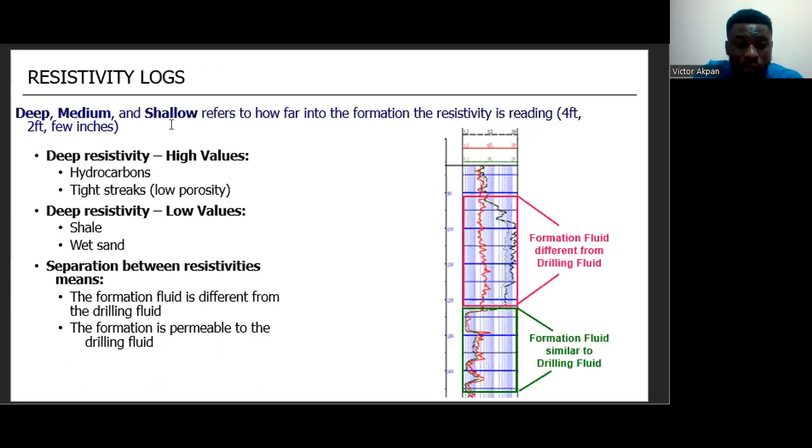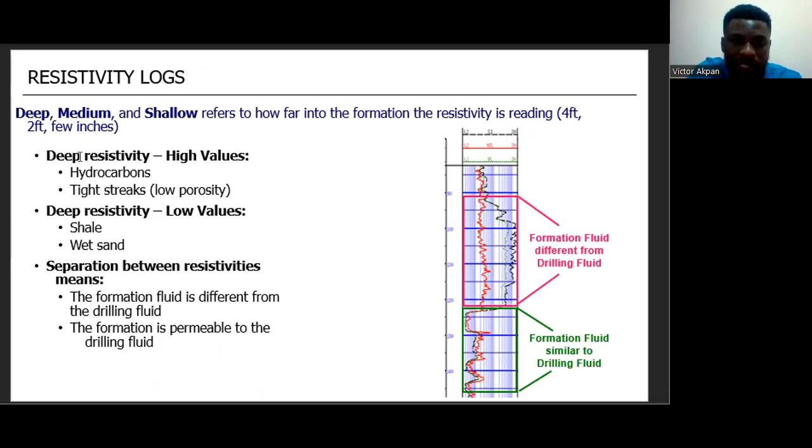Resistivity logs basically measure the electrical resistivity, or electrical conductivity, of the formation, and these tools are designed to investigate different distances into the rock. For instance, resistivity logs can be deep, medium, or shallow, depending on how far into the formation the resistivity tool is meant to read.